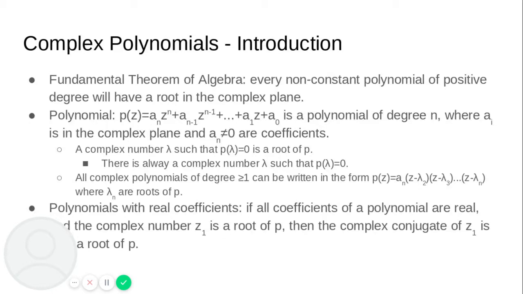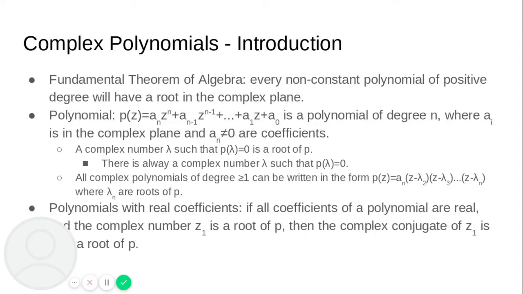So what this means is that the polynomial p of z, which is equal to a sub n z to the nth power plus a sub n minus 1 z to the n minus 1 power, etc., until you get to just a constant, is a polynomial of degree n, where a sub any number is in the complex plane, and a sub n is not equal to 0, and they are coefficients. So a is the coefficient in this case, so a can be any complex number.